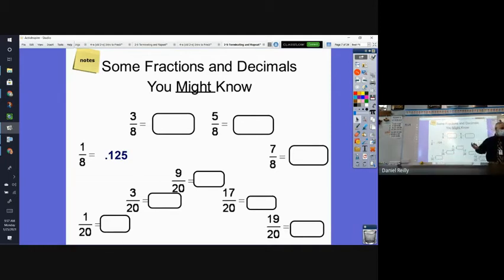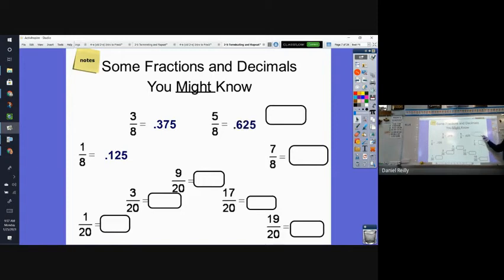You don't have to know these, okay? But it's nice to know if you're a good math person. Okay, so then you can just use this and add it on to the quarters, right? So 3/8 is 1/4 plus 1/8. So 25 plus 12.5 is 37.5. Okay, 5/8, 0.5 plus 0.125, 0.625. And 7/8 is 0.75 plus 0.125, 0.875. These are nice to know.